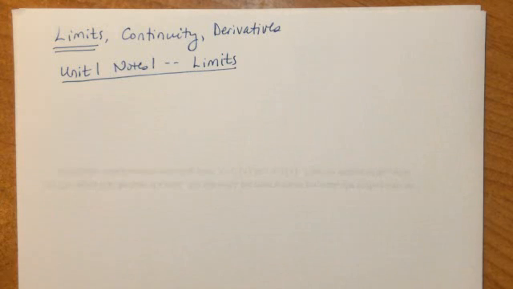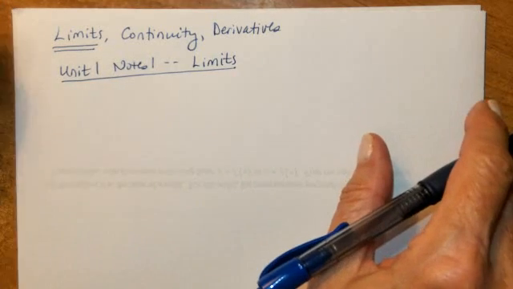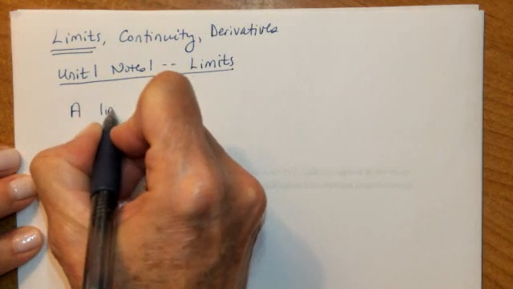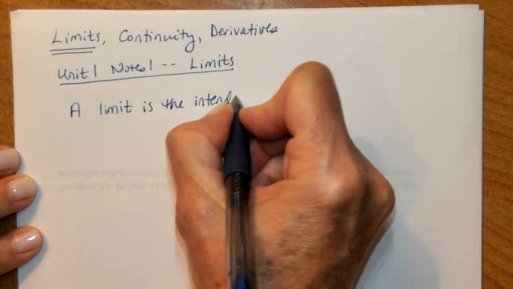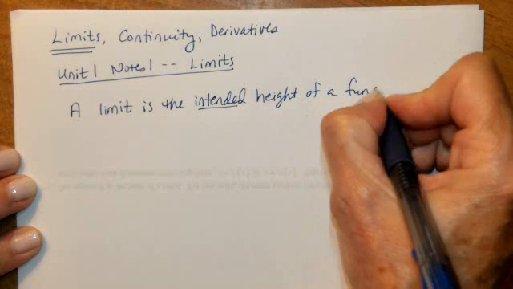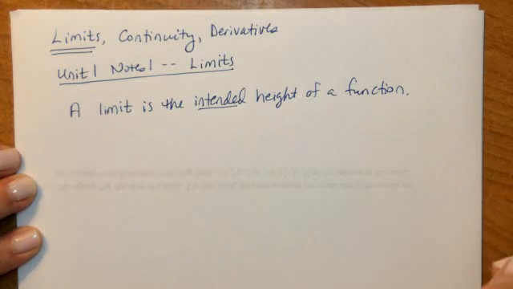So a limit is a very complicated concept, but it's not difficult at all to use and to evaluate a limit. In general, limits are not a difficult thing, so you should not be afraid of limits at all. A general working definition of a limit is just that a limit is the intended height of a function. It's what the function wants its height to be.